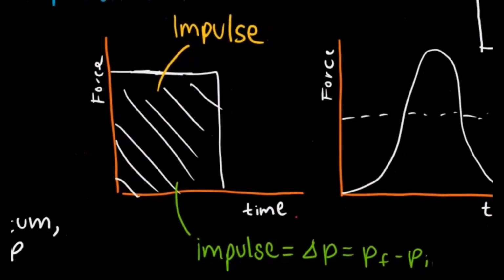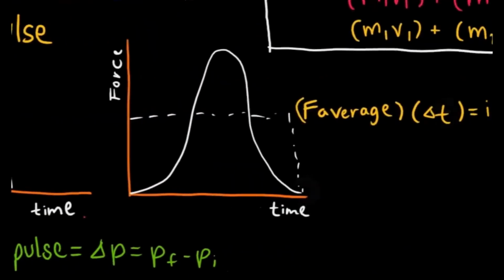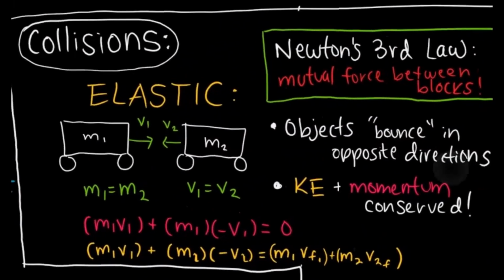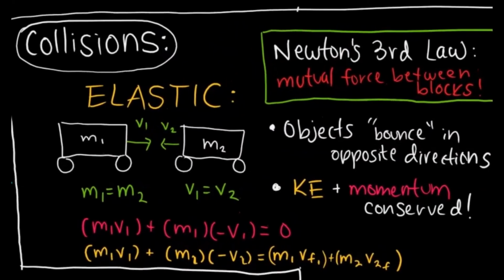And so here you can see on our impulse graph, it's force times time. You can see that the area under the curve represents the impulse, which is change of momentum, which is just final momentum minus initial momentum. And now we want to talk about collisions. Collisions are built on the foundation of Newton's third law. So there's a mutual force that each block is going to be experiencing when they collide, right?